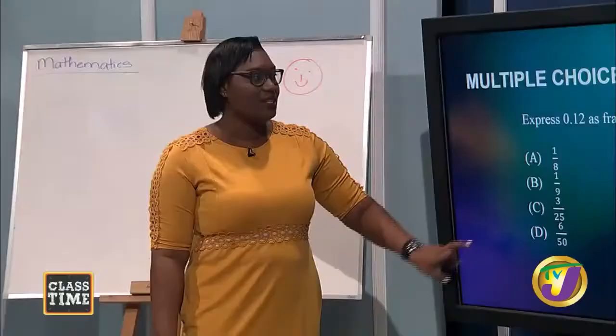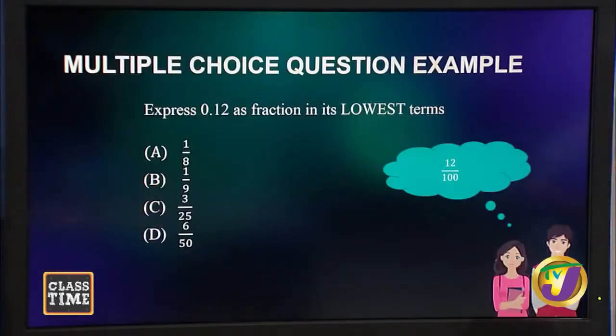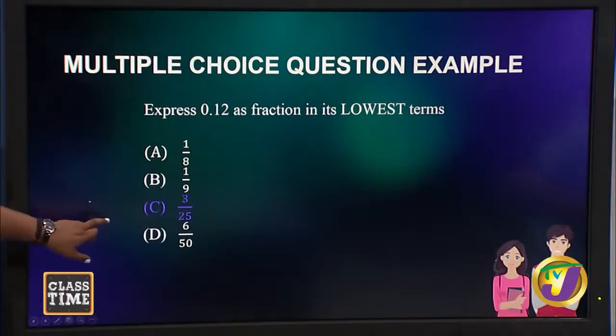I keep on forgetting about Jenny and Jack. They're talking to us, and they're verifying that indeed our answer is C. So let's show them how we got to C. 12 hundredths, with the largest factor being 4.